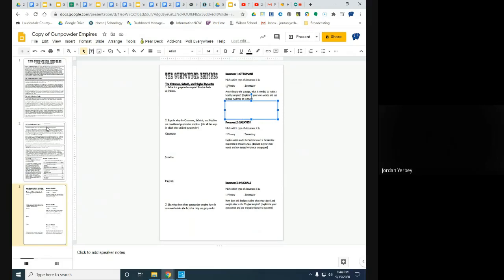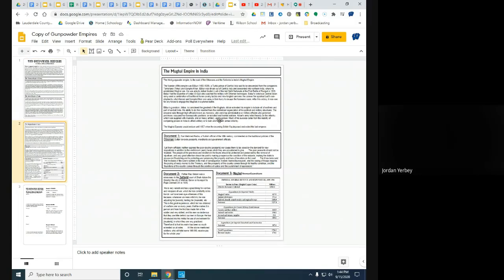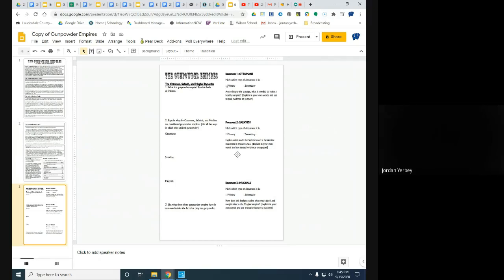The second paragraph is about the Ottoman Empire in Turkey, how they came to power. They would be known for their janissaries and the use of gunpowder. The Safavids are known for their cultural blending, and the Mughal Empire for their style of government and their impact on trade in India. The last 3 things are a document about the Ottomans, a document about the Safavids, and a document about the Mughal Empire. Each of the documents is either a primary or secondary source.